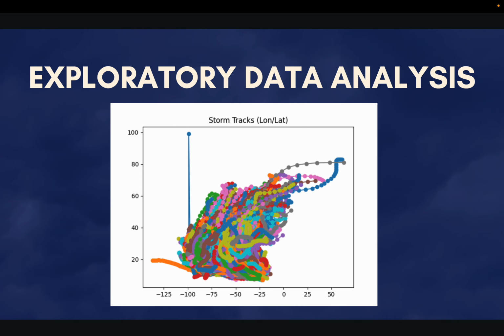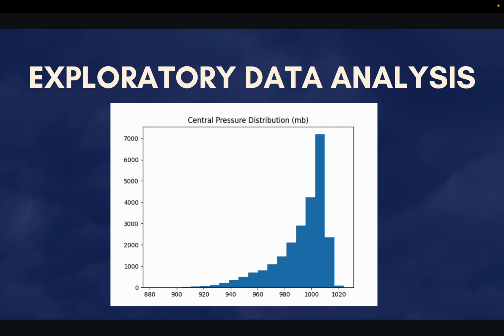And moving to the storm tracks, which is our latitude and longitude, the storm track plot shows the geographical paths of storms across the Atlantic basin, and we see the storms forming in the tropics and moving westward, then often curving north and northeast. This matches the expected behavior of Atlantic storms and helped us validate that our parsing of latitudes and longitudes was correct. And now for our central pressure distribution. This pressure distribution shows that there is a big concentration of storms around higher pressures and fewer observations at very low pressures, which correspond to the intense hurricanes.